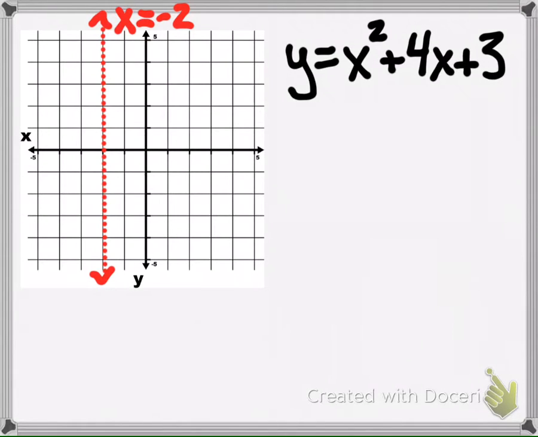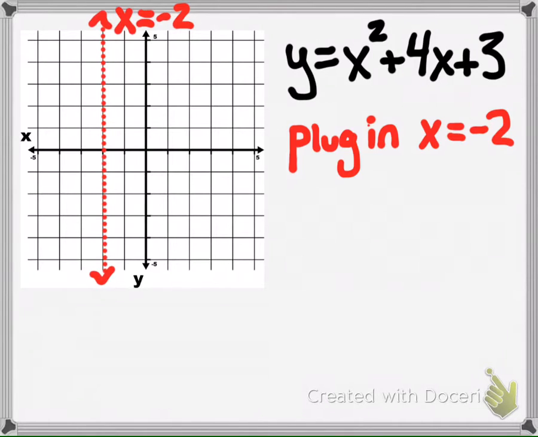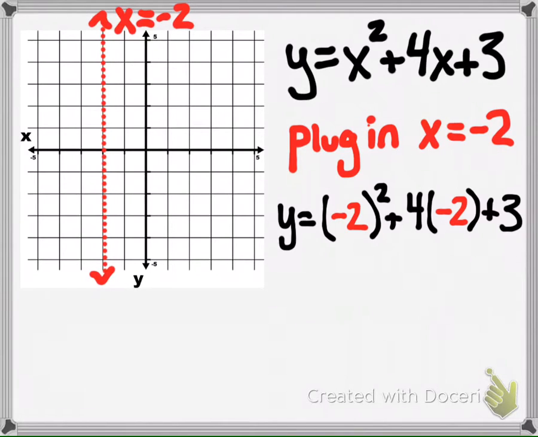Alright, now that I have my axis of symmetry, I need to find the y value of my vertex. To do so, I'm going to plug in my x at negative 2 to the original equation. When I do so, I have y equals negative 2 squared plus 4 times negative 2 plus 3. So I have y equals negative 2 times negative 2 is 4, minus 4 times negative 2 is 8, negative 8, excuse me, then plus the 3 because we're not multiplying anything there.